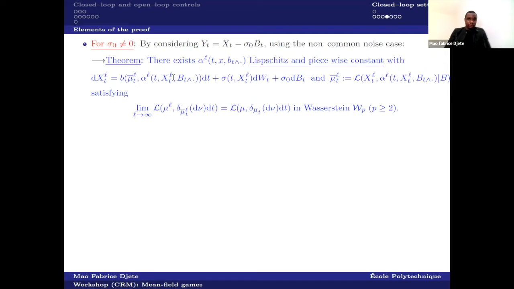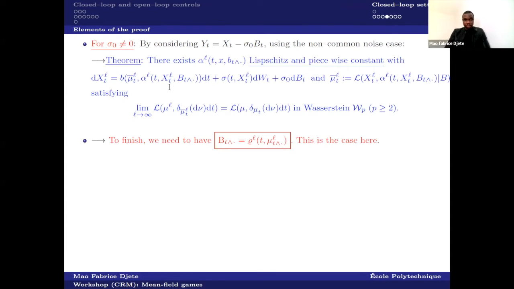And it's possible to show that there exists a map. Piece by piece, we can regularize this map as much as we want. And so there exists a Lipschitz and piecewise constant map such that this one converges to this one in the Wasserstein distance. So all we are left to do now is to try to remove, I mean, we are almost done if you consider what I said previously.